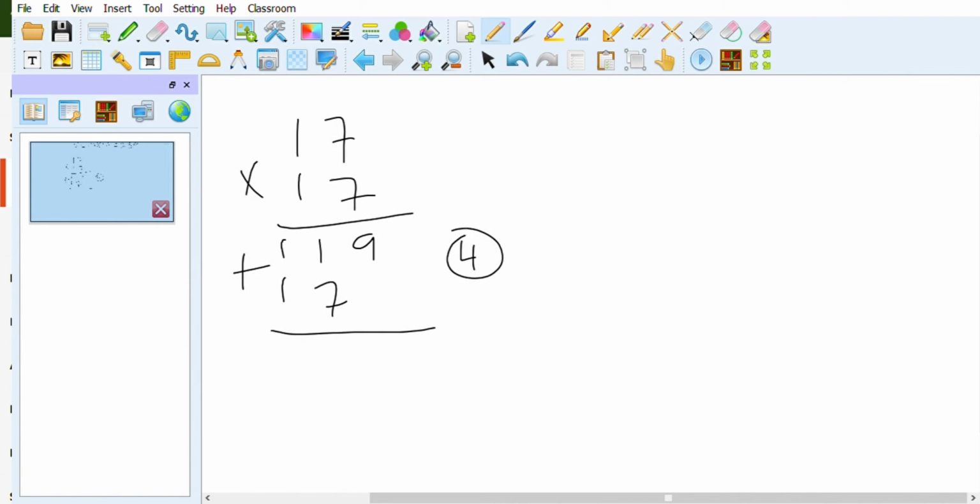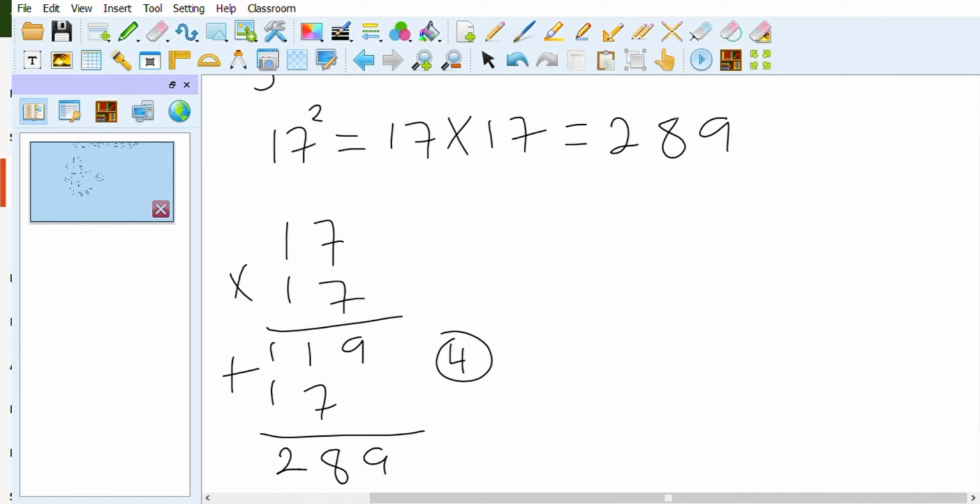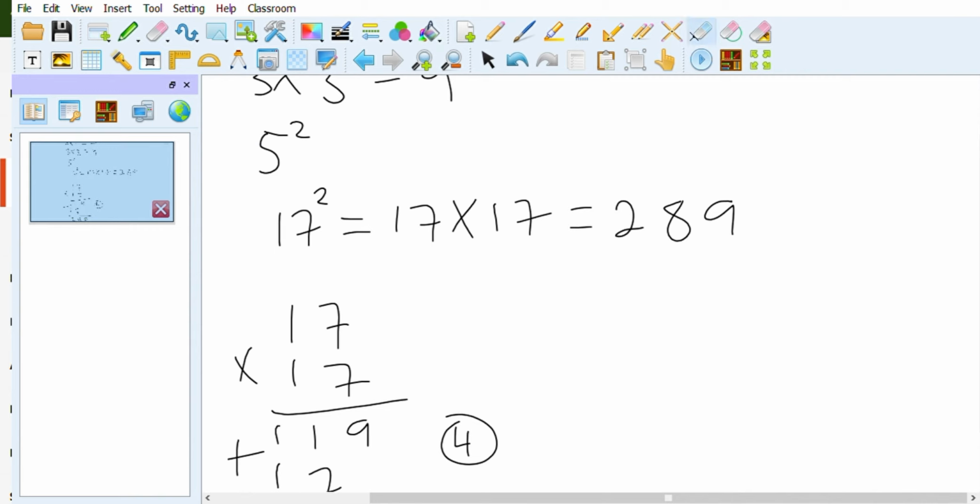So 9 plus 0 is 9, 1 plus 7 is 8, and 1 plus 1 is 2. So you can see we have 2, 8, 9.